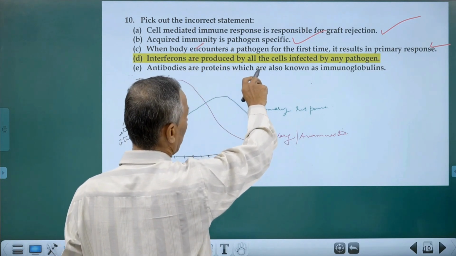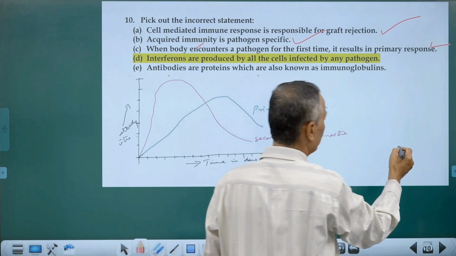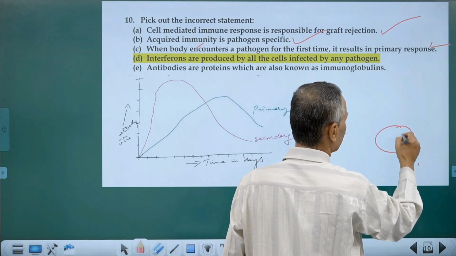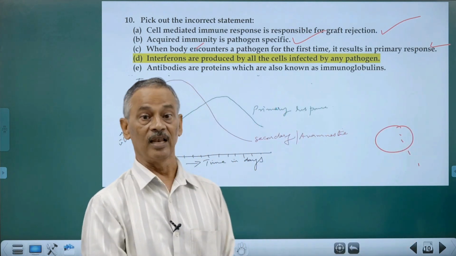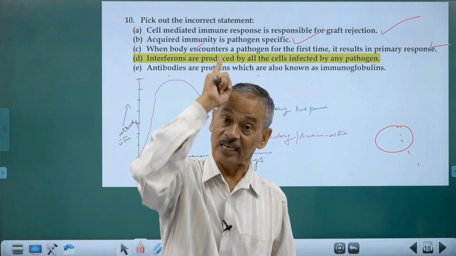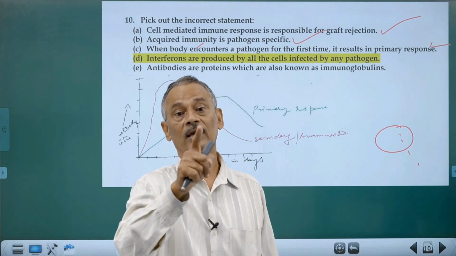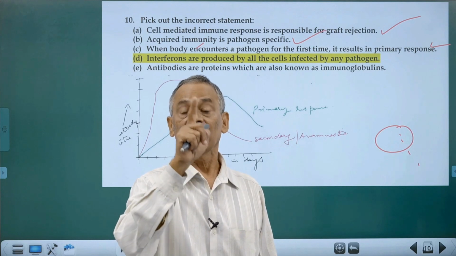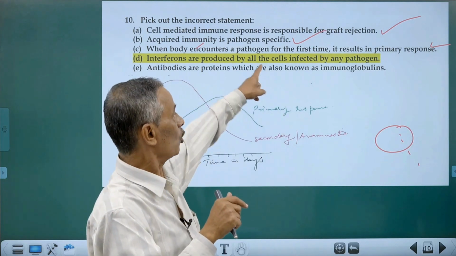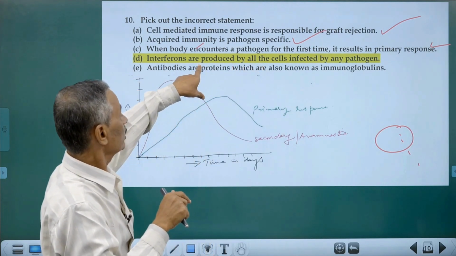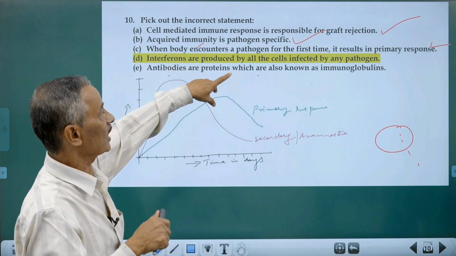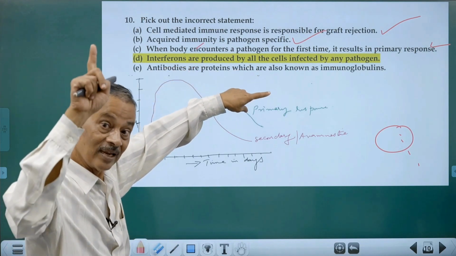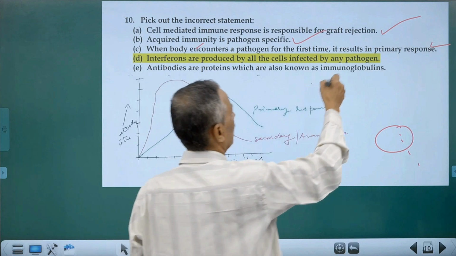Interferons are produced by all cells. Now, only when a virus gets entry into a cell, that virus-infected cell alone produces some warning proteins, communicating proteins. They are called cytokines. Okay, so interferons are produced by cells that are infected by a virus, by any pathogen.